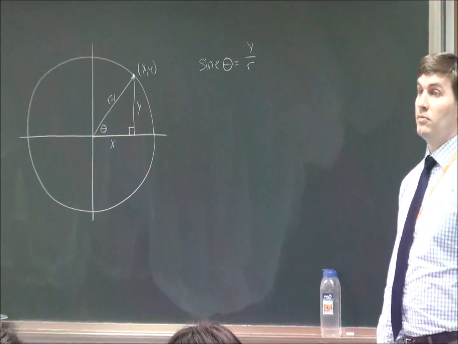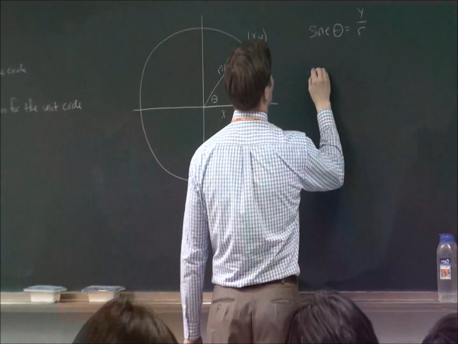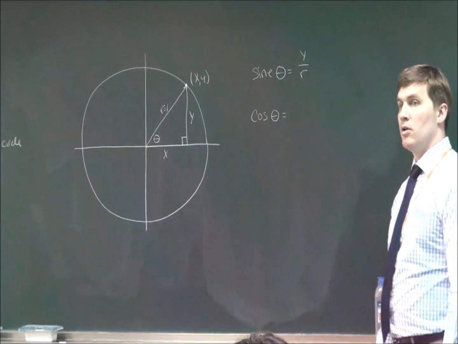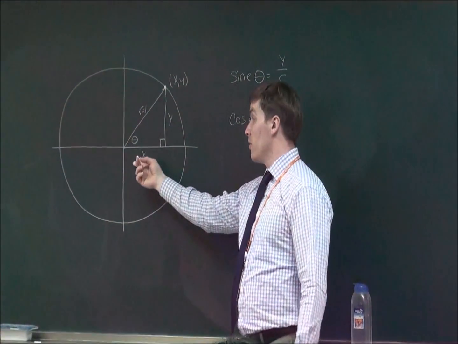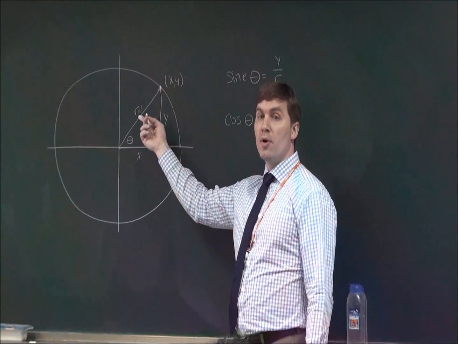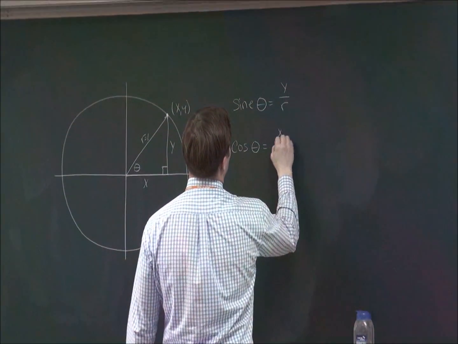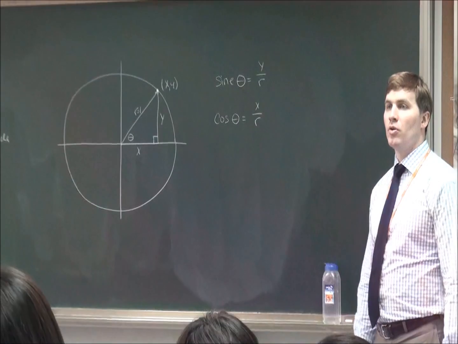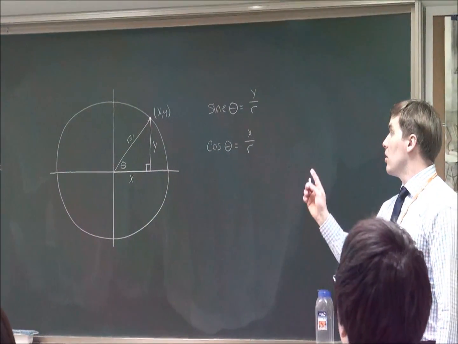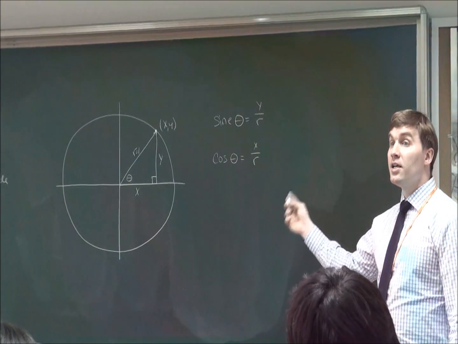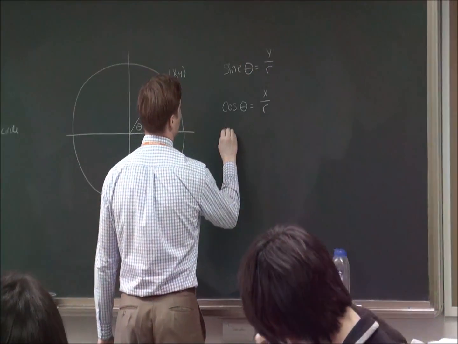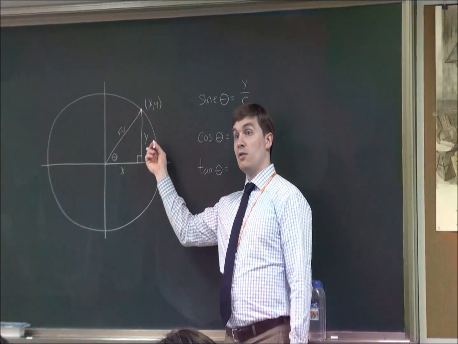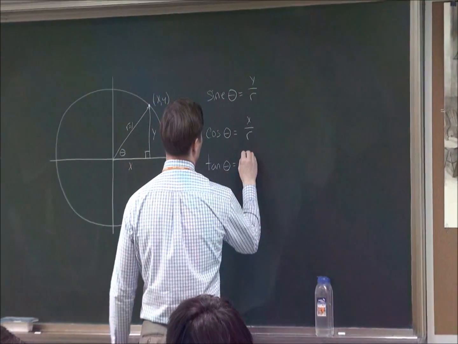Something called the cosine. Cosine of this angle, theta, relates the distance of the base, the x distance, with the hypotenuse. And the third basic one, there are 6, the 3 others I'll show are just reciprocals. The third one's called the tangent, and that relates this side length with this side length, y over x.